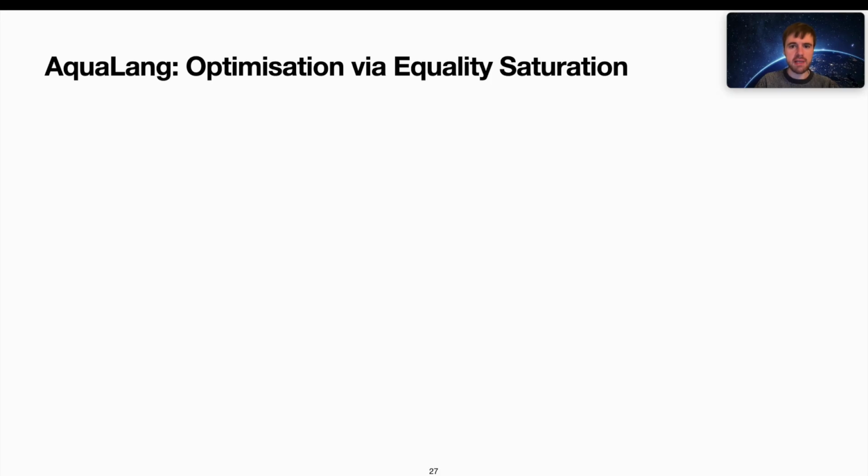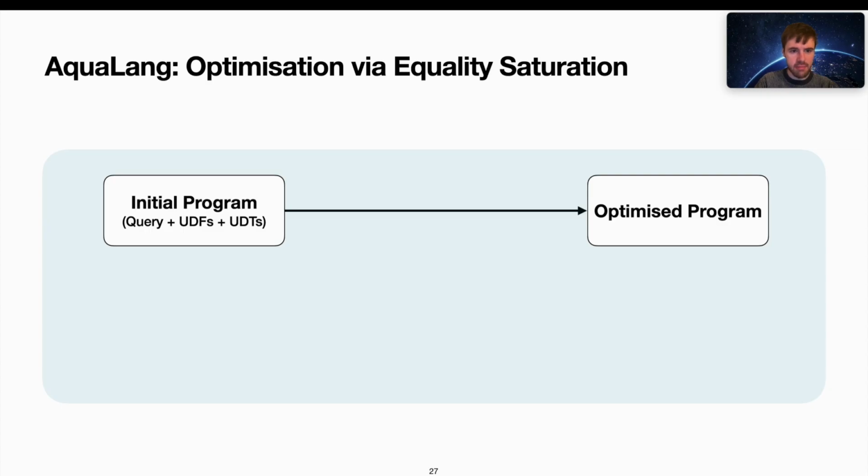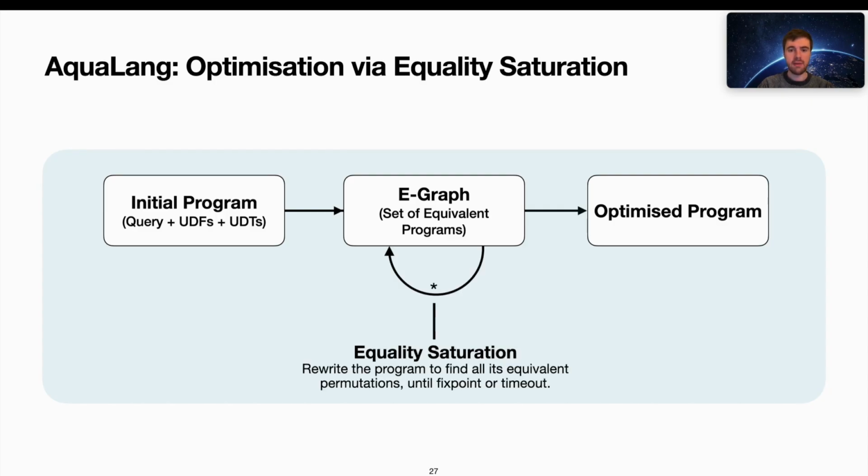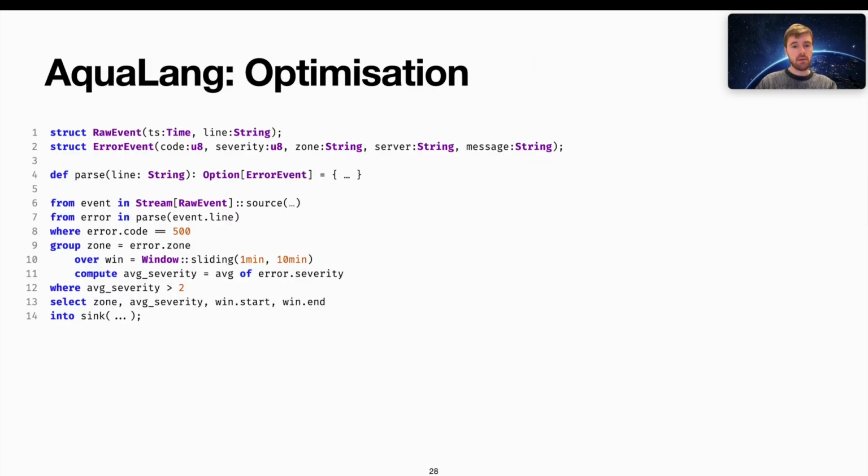So in AquaLang, we optimize programs with a technique known as equality saturation. And what this means is that we have our initial program, which contains a query, the UDFs and UDTs mentioned by the query, and then we want to optimize this to a new program. We begin by converting this initial program into an E-graph, which is a data structure that efficiently represents a set of equivalent programs. And then we iteratively apply rewrites to this data structure to find more equivalent programs. And when we've reached a fixed point or a timeout, we select the lowest cost program, which is our optimized program. Now, I'll show how the AquaLang optimizer could rewrite this program.